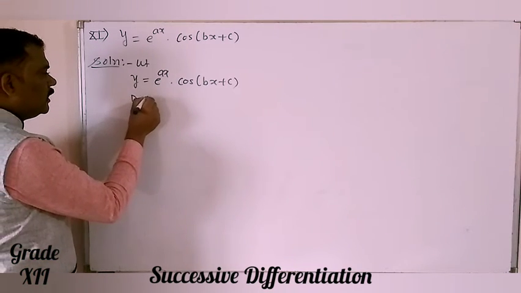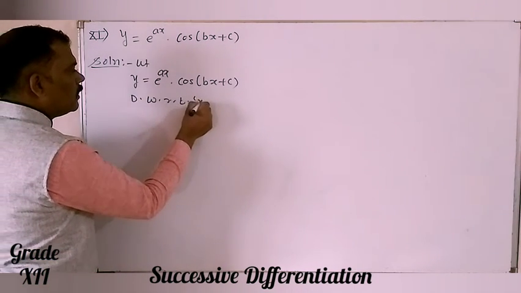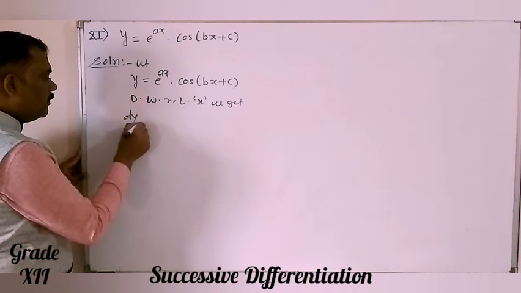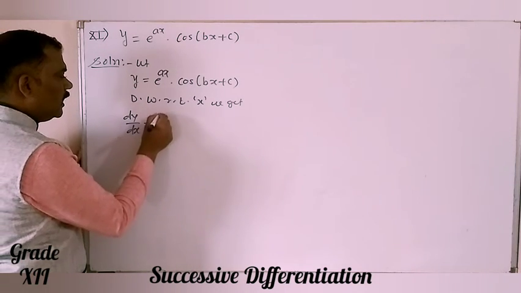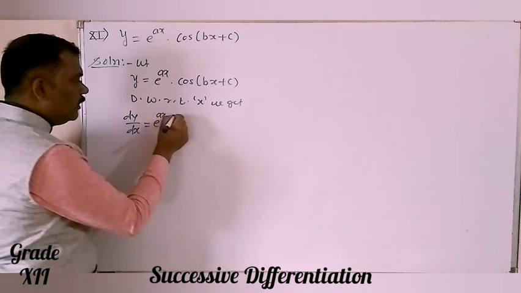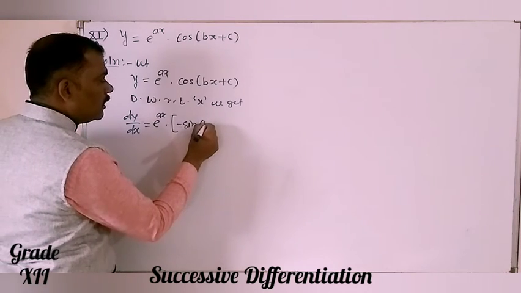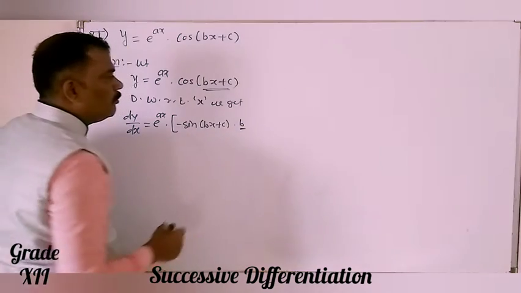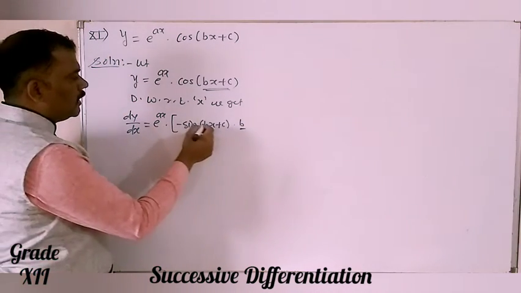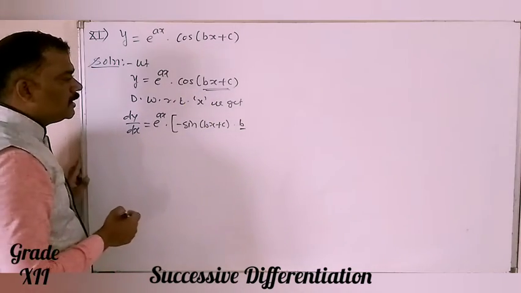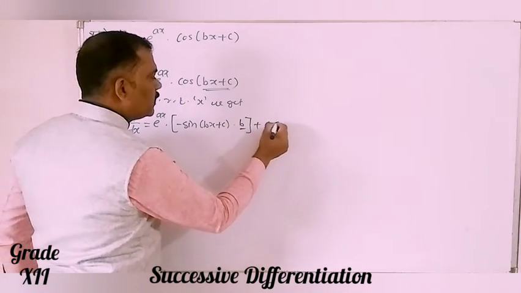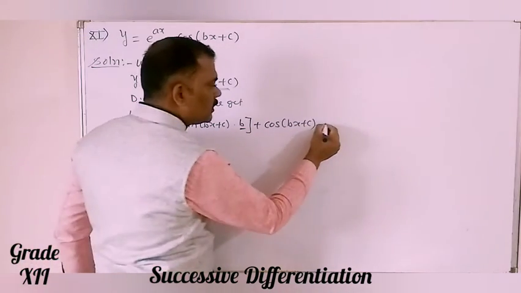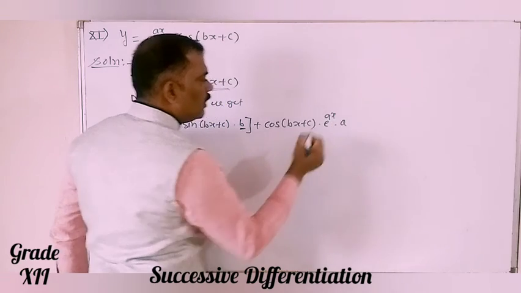Differentiate this with respect to x. Differentiation of y with respect to x is nothing but dy by dx. First function as it is, we have to use the product rule. Derivative of the second, that is minus sine of (bx plus c) into the derivative of bx plus c, which is nothing but b, plus the second function as it is, that is cos of (bx plus c), into the differentiation of e raised to ax, which is nothing but e raised to ax into a.